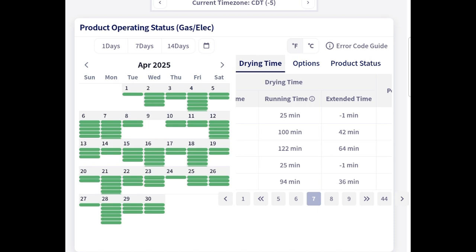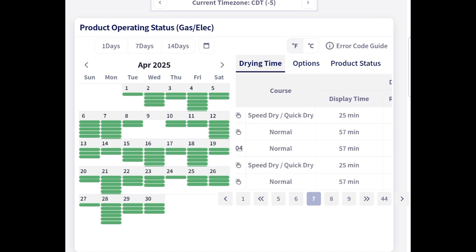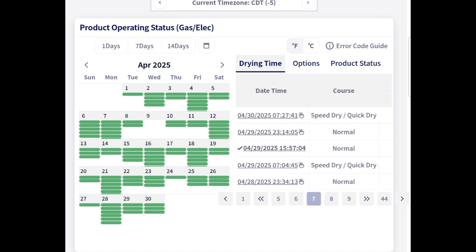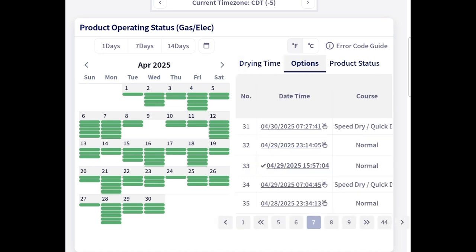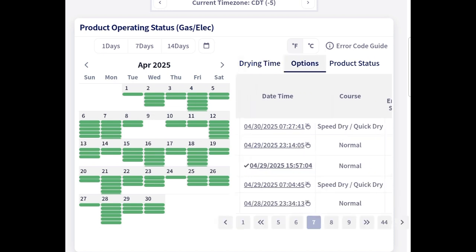So the second cycle there went 42 minutes over. The next one down went 64 minutes over. And so some of the information that we can look at here to help us discern why that's happening, let's look under the options tab and see what options this customer is selecting.